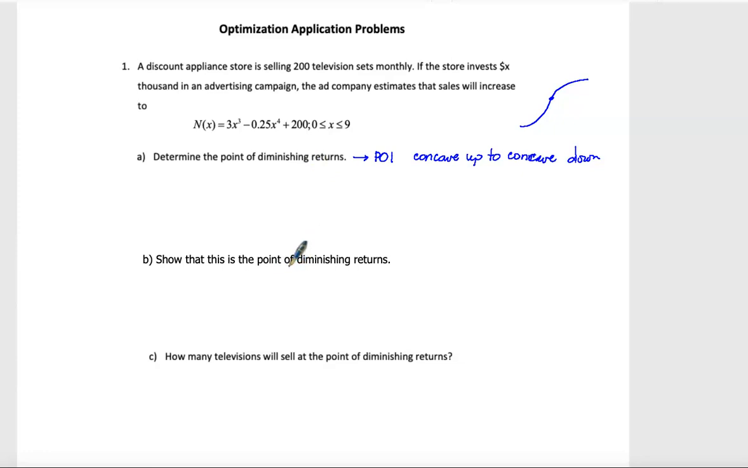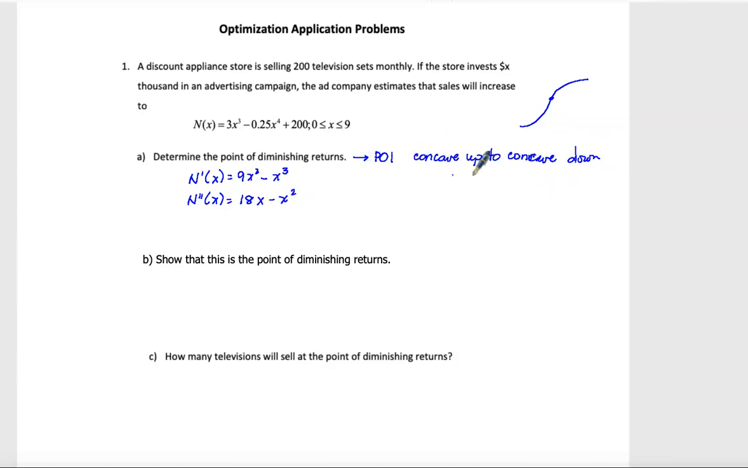Okay, so for letter A, it says, determine the point of diminishing returns. We want to get the point of inflection, and therefore we have to get the second derivative. Of course, we need to find the first derivative first. So the first derivative here would be 9x squared minus x cubed. That's the first derivative. And then we get the second derivative, which is 18x minus 3x squared.